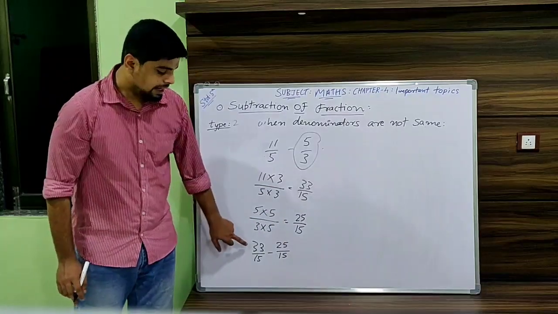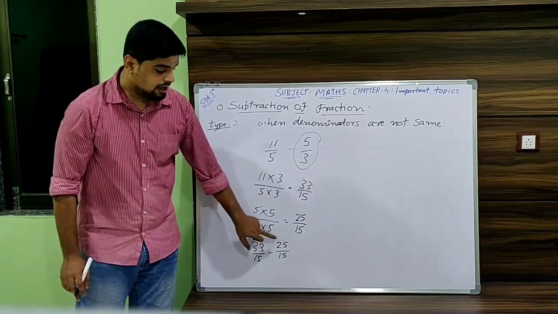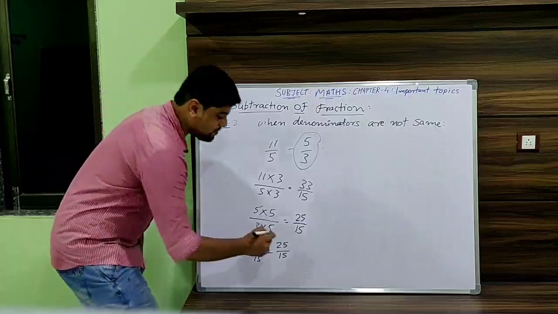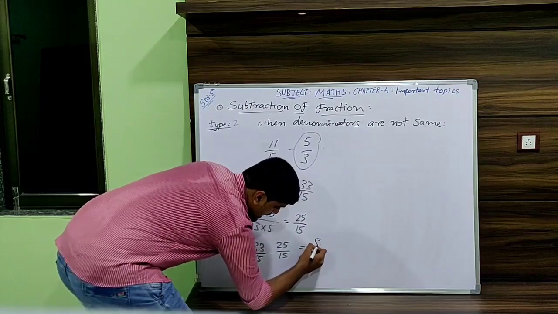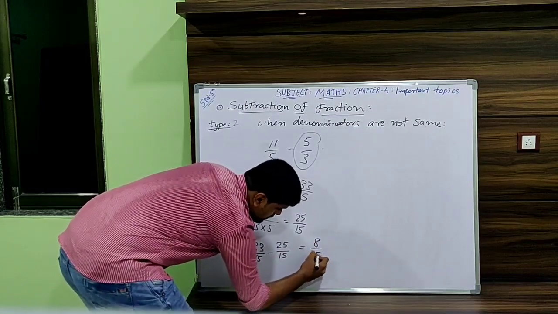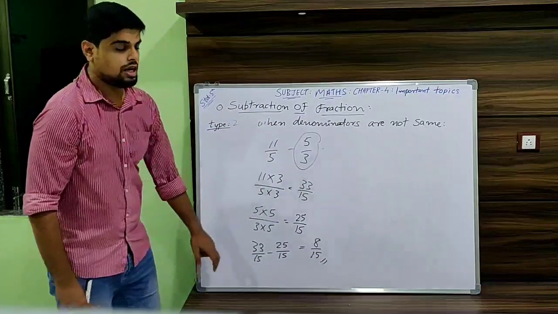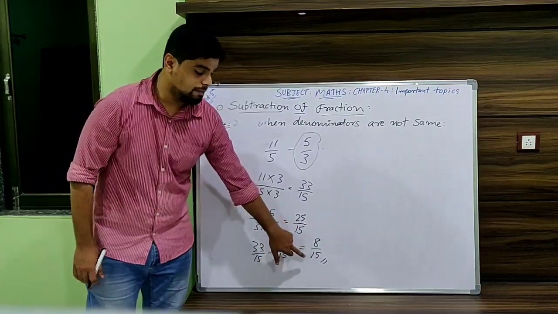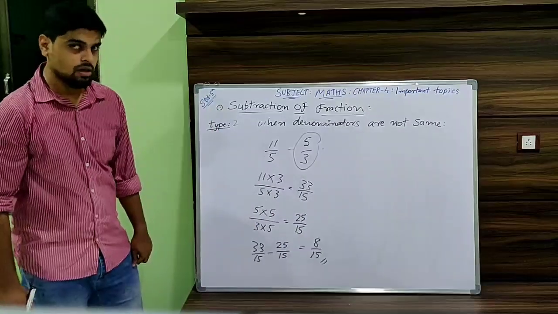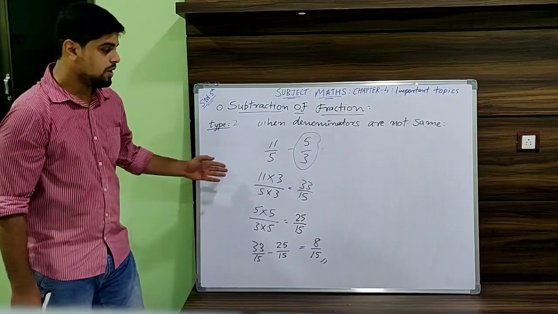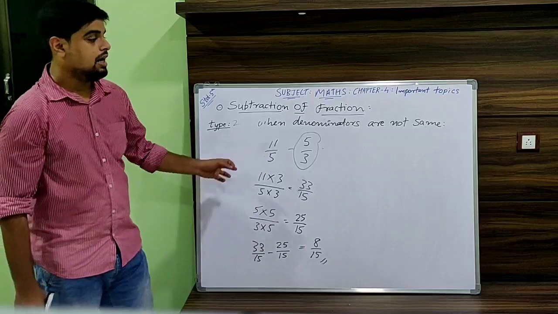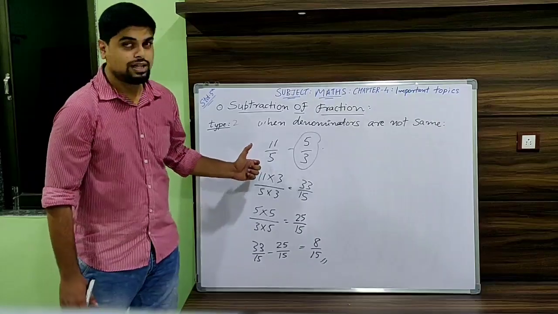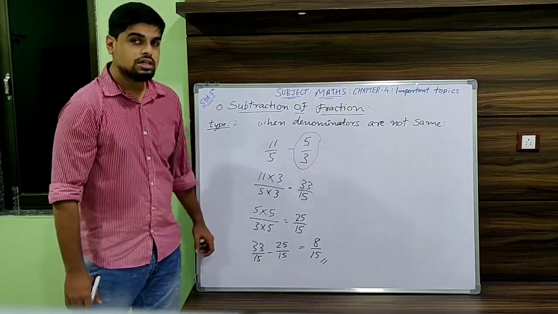So if we subtract 25 from 33, we get 8 upon 15. So your answer is 8 upon 15. And the simplest form for 8 upon 15 is not possible. Okay? So in this way, we can calculate the subtraction of fractions when denominators are not the same.